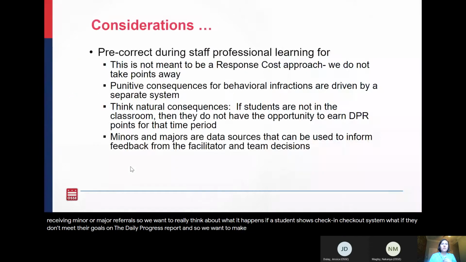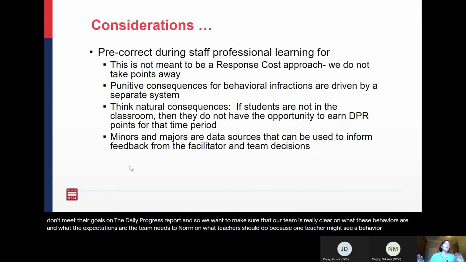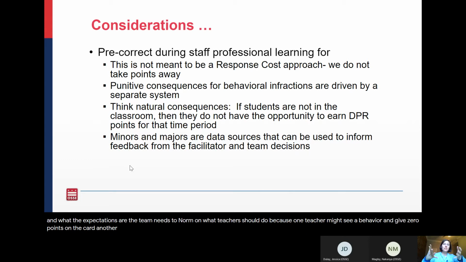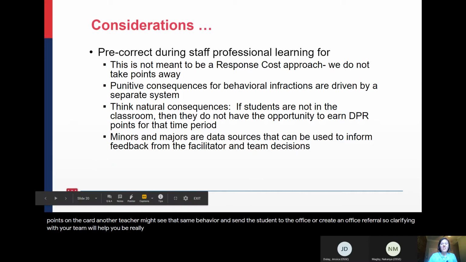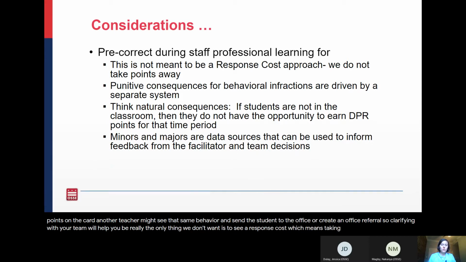We want to make sure that our team is really clear on what these behaviors are and what the expectations are. The team needs to norm on what teachers should do, because one teacher might see a behavior and give 0 points on the card. Another teacher might see that same behavior and send the student to the office or create an office referral. So clarifying with your team will help you be really consistent and make it seem really fair to students. The other thing we don't want to see is a response cost, which means taking those points away.